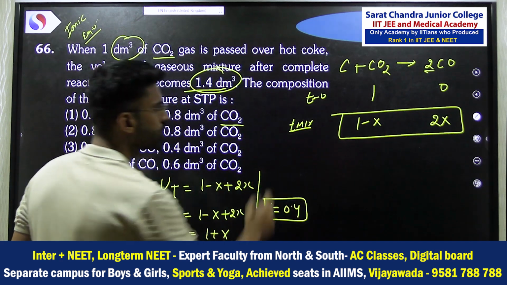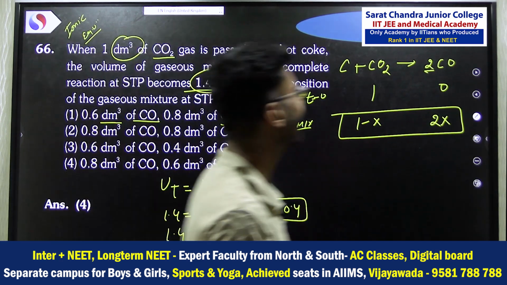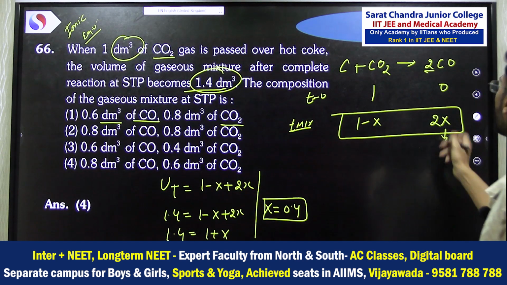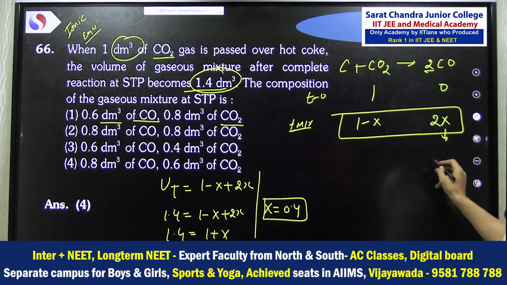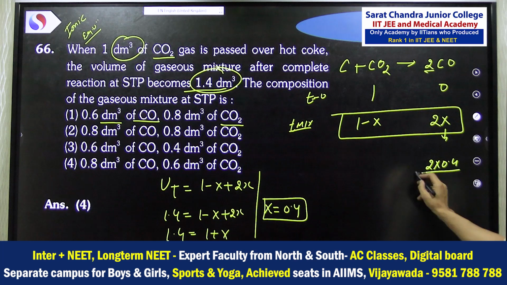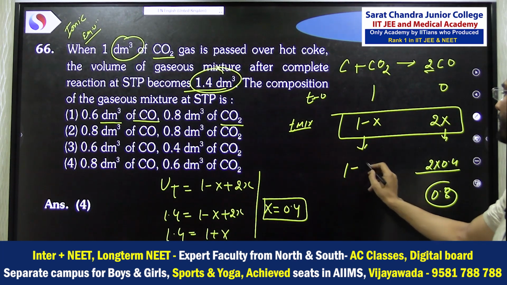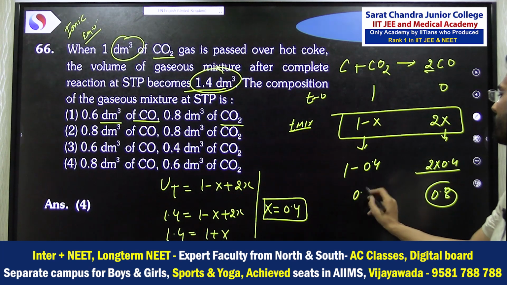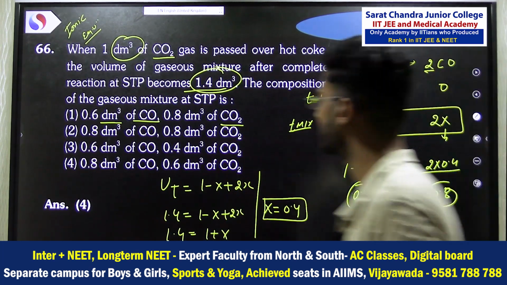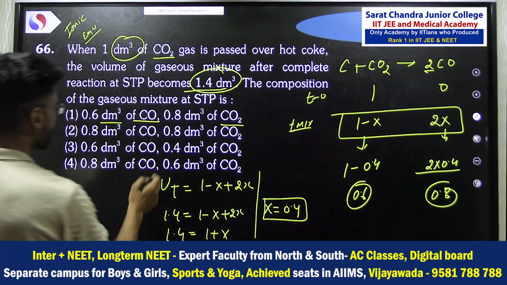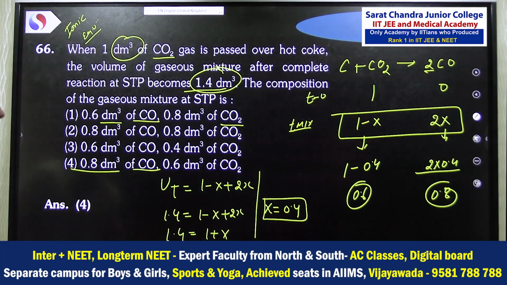So X comes out to be 0.4. So you have to tell the carbon monoxide. X value is 0.4, so carbon monoxide is 2 into 0.4, which equals 0.8. So 1 minus 0.4 equals 0.6. Let's see my options. Carbon monoxide is 0.8 and carbon dioxide is 0.6. So option number 4 is the correct answer.